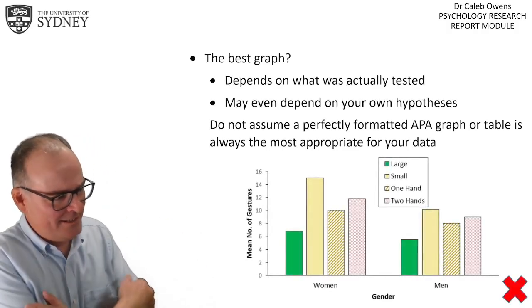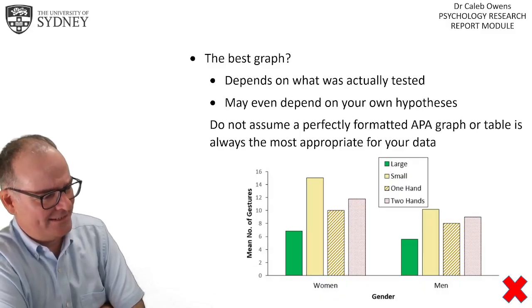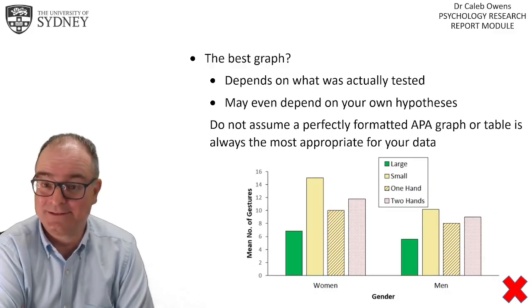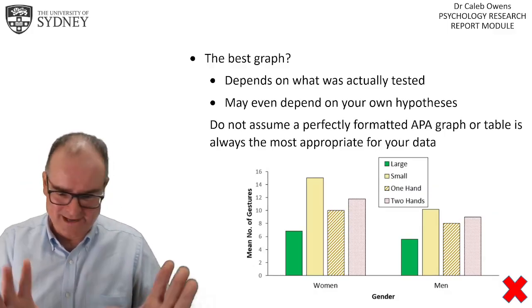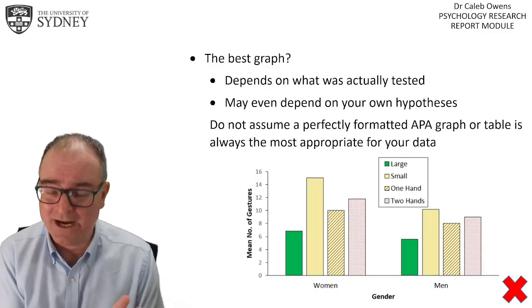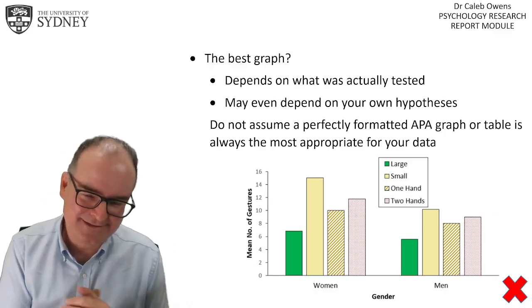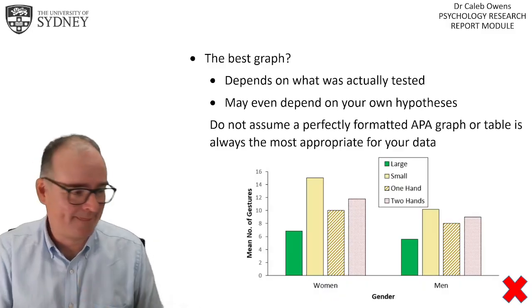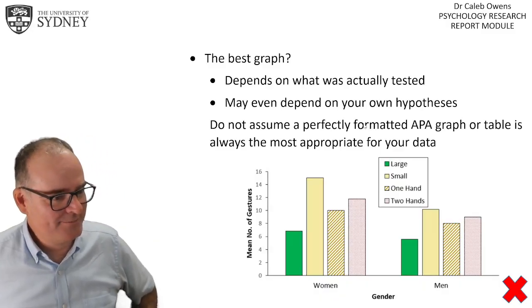I've kind of mentioned this already. The best graph depends on what was actually tested. It does depend on your hypotheses and on your comparisons. So don't perfectly format an APA graph or get AI to do it and think, oh, well, it's got to get full marks. It's perfect. Depends on how you explain things. Depends on how you presented your results in terms of what's actually perfect.